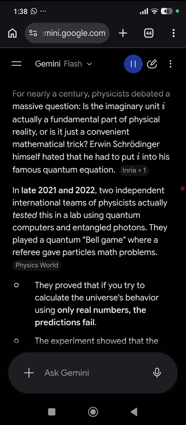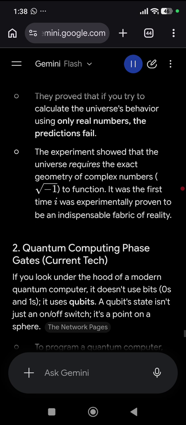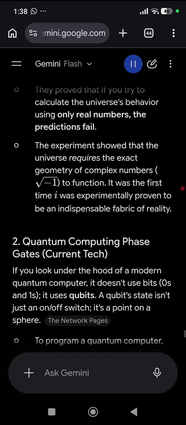In late 2021 and 2022, two independent international teams of physicists actually tested this in a lab using quantum computers and entangled photons. They played a quantum Bell game, where a referee gave particles math problems. They proved that if you try to calculate the universe's behavior using only real numbers, the predictions fail. The experiment showed that the universe requires the exact geometry of complex numbers, √-1, to function. It was the first time i was experimentally proven to be an indispensable fabric of reality.